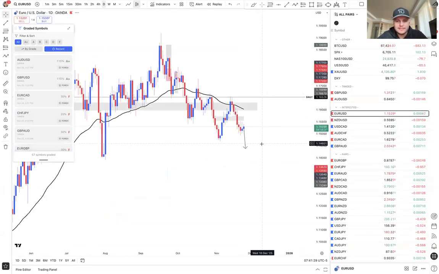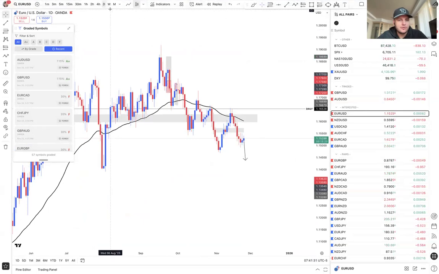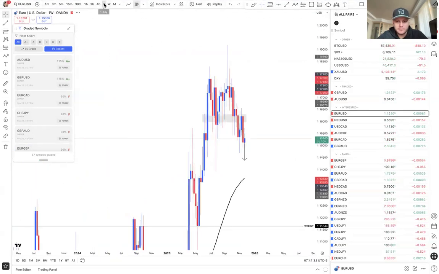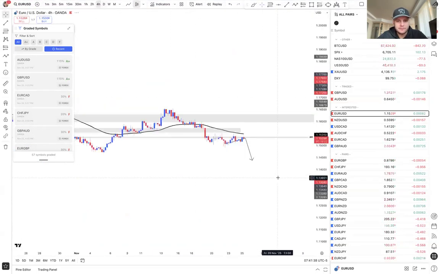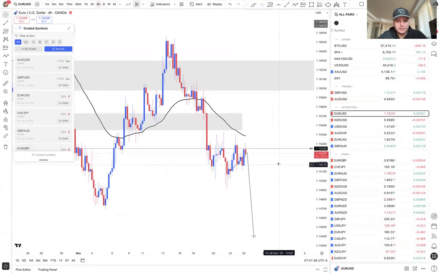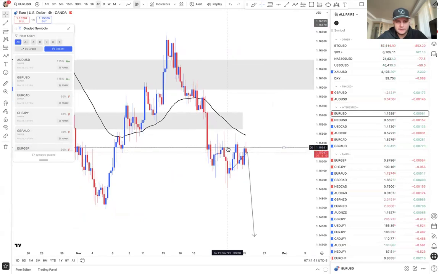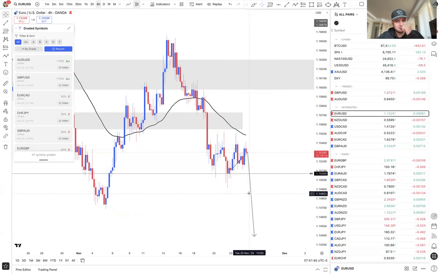All right, so USD pairs. Euro USD weekly time frame is bullish. Daily time frame is bearish. 4 hour time frame is currently pulling back. It is currently bullish as well. So 4 hour time frame is bullish. Not exactly the best thing to see.